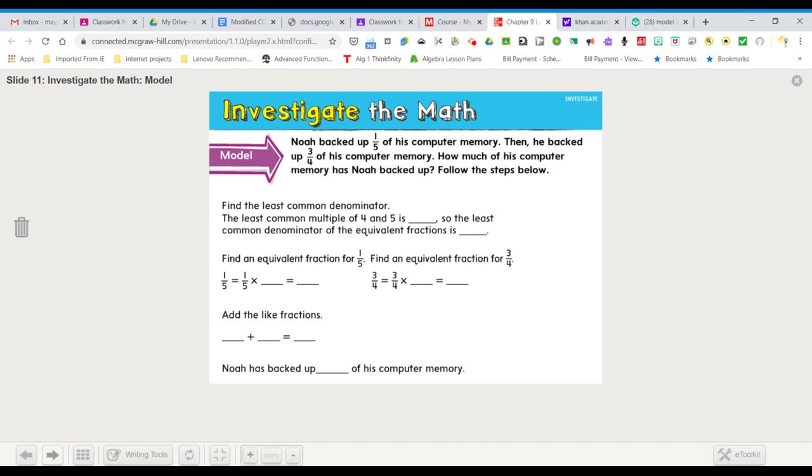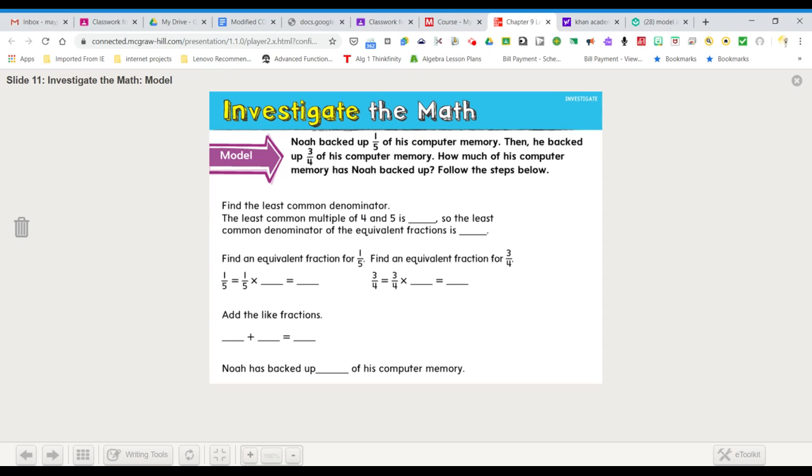It says Noah backed up 1/5 of his computer memory. Then he backed up 3/4 of his computer memory. How much of his computer memory has Noah backed up? Follow the steps below. So here are the steps, and you might want to pause the video to write these, at least this one, find the least common denominator. We also call that the least common multiple.